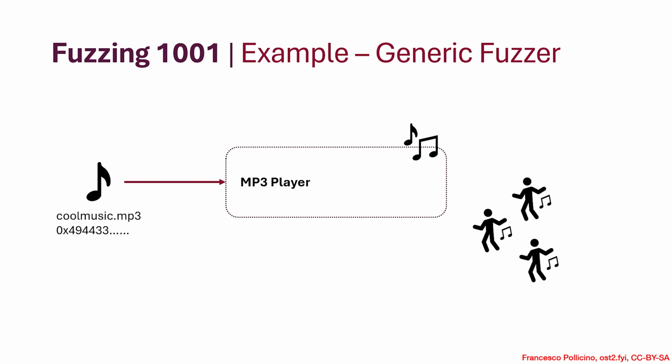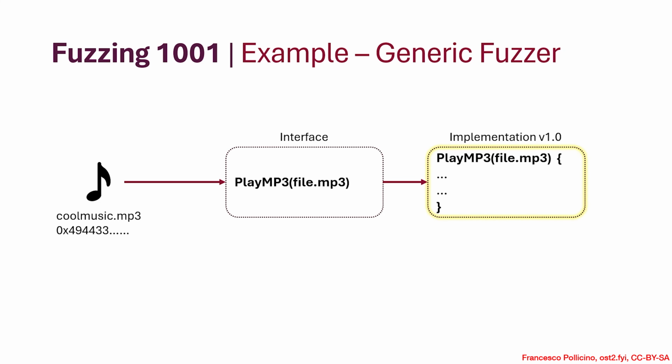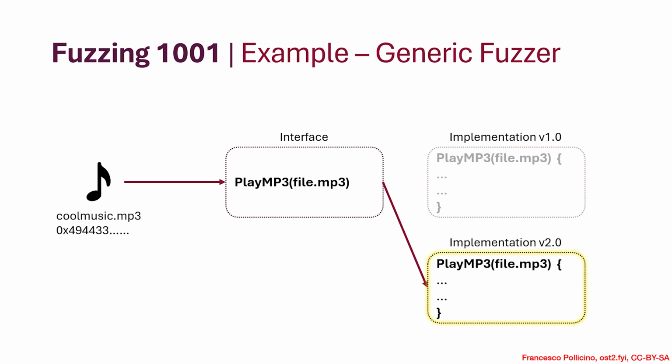But how does it work behind the scenes? The MP3 player has an interface that accepts our seed, the MP3 file, and calls the underlying implementation to decode the file and play the music. But what if the implementation changes? If the implementation changes, the interface will use the new version automatically, without needing to change the fuzzer or the initial seed. And this is where the harness comes in.